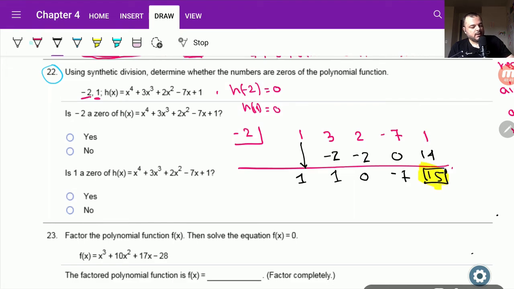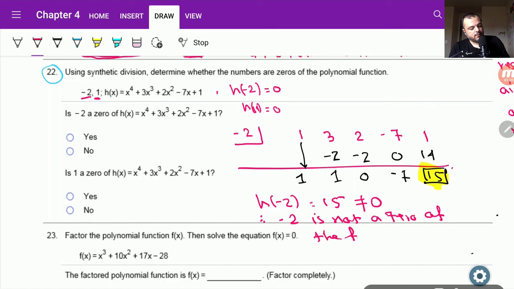So immediately, what can you say? You can say f of -2 is equal to 15, which is not equal to 0. So -2 is not a 0 of the function h of x.